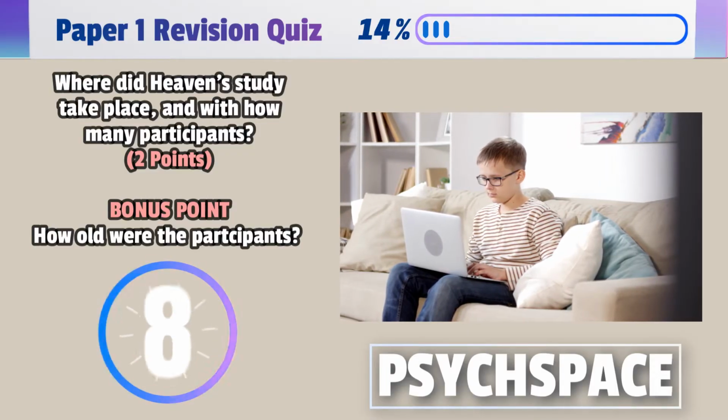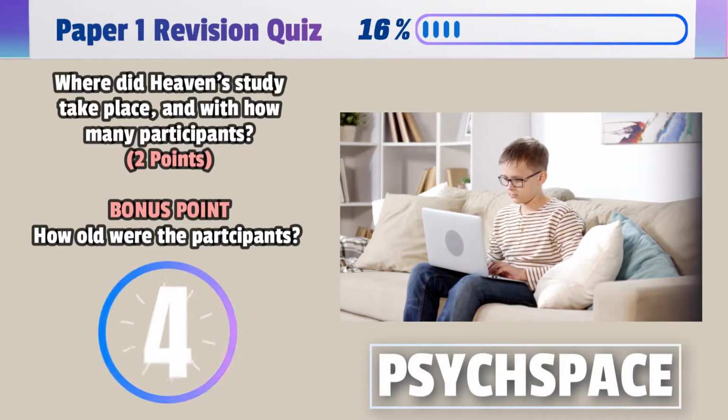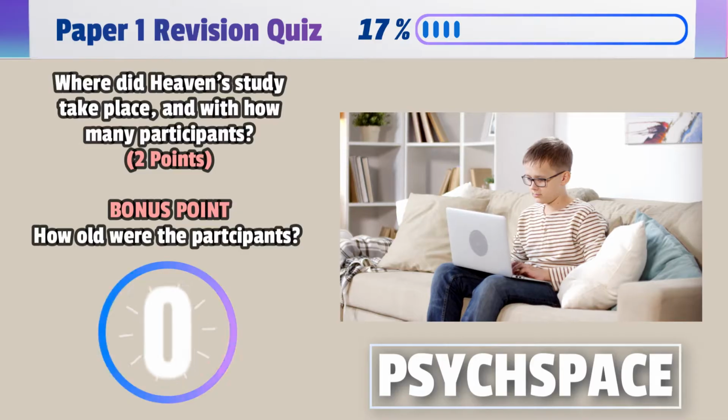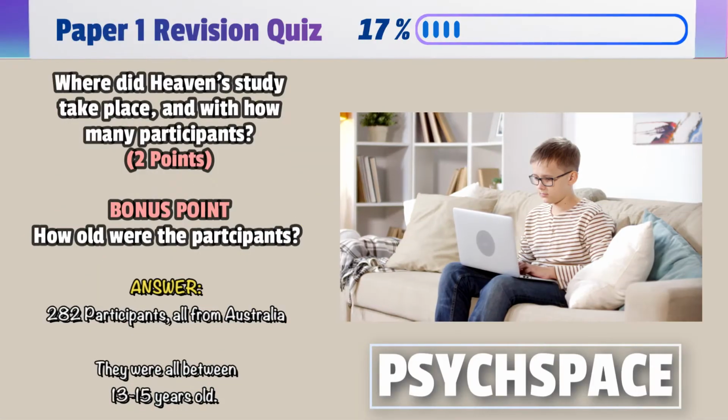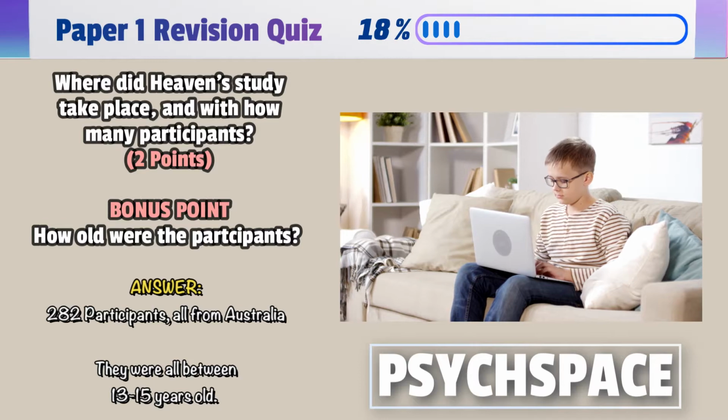So where did Haven's study take place and with how many participants? For a bonus point, how old were the participants? So Haven's study took place in Australia and it was 282 of them. They were all between 13 to 15 years old.